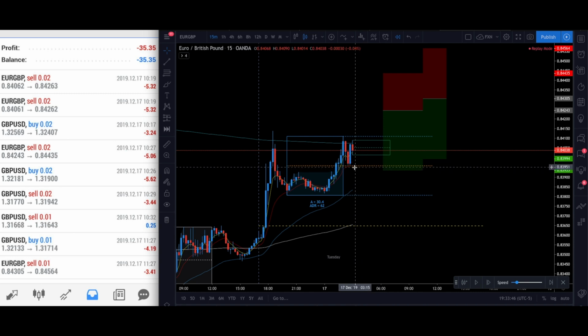It's 3 o'clock, right? We're just starting the session. Why are we immediately looking to get into a trade setup once the trade session opens? So let's think about that.